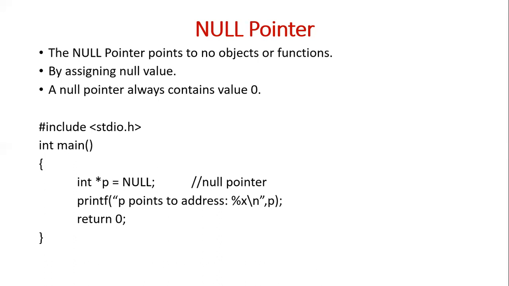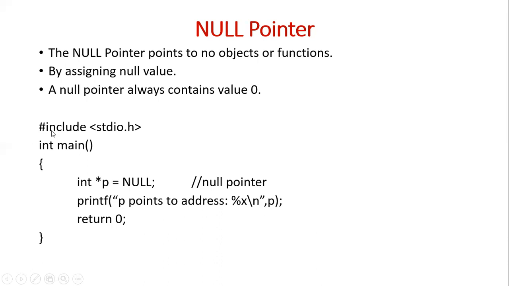Okay, so let us continue our discussions further. In today's lecture, we'll be further exploring pointers. Let us start with something called a null pointer. A null pointer is something which does not point to any object or any function. You can create a null pointer by assigning a null value to the pointer. The null pointer will always hold the value 0. So this is how we can create a null pointer.